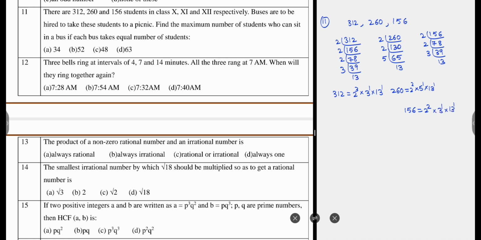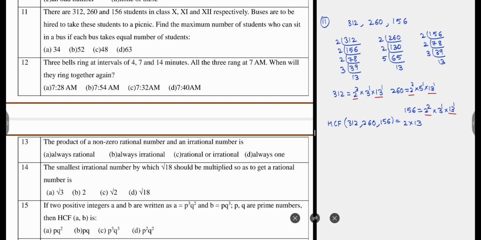So in all these we want the HCF. When we want the HCF, what we have to do? You have to take the common factors and their lowest powers. HCF of 312, 260, 156 is equal to, what are the common factors we have everywhere? 2 is there everywhere, and 3 is here and in the last one, but 3 is not there in the middle one. So 3 is not a common factor, but 13 is there in all the 3. So 2 and 13 are the common factors.